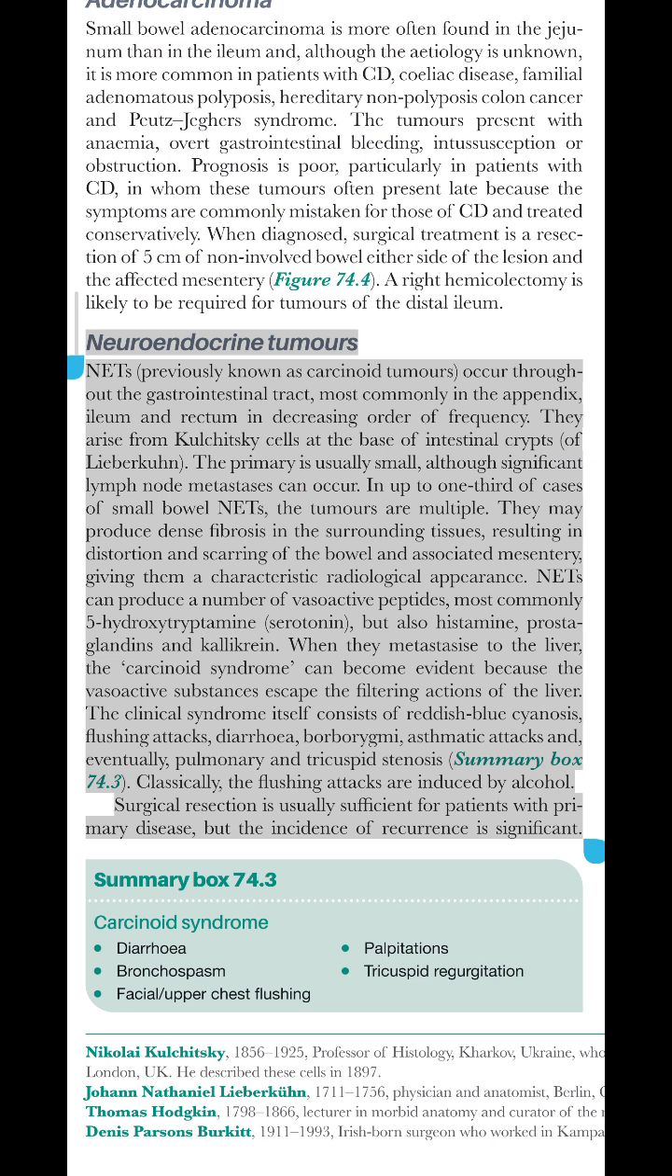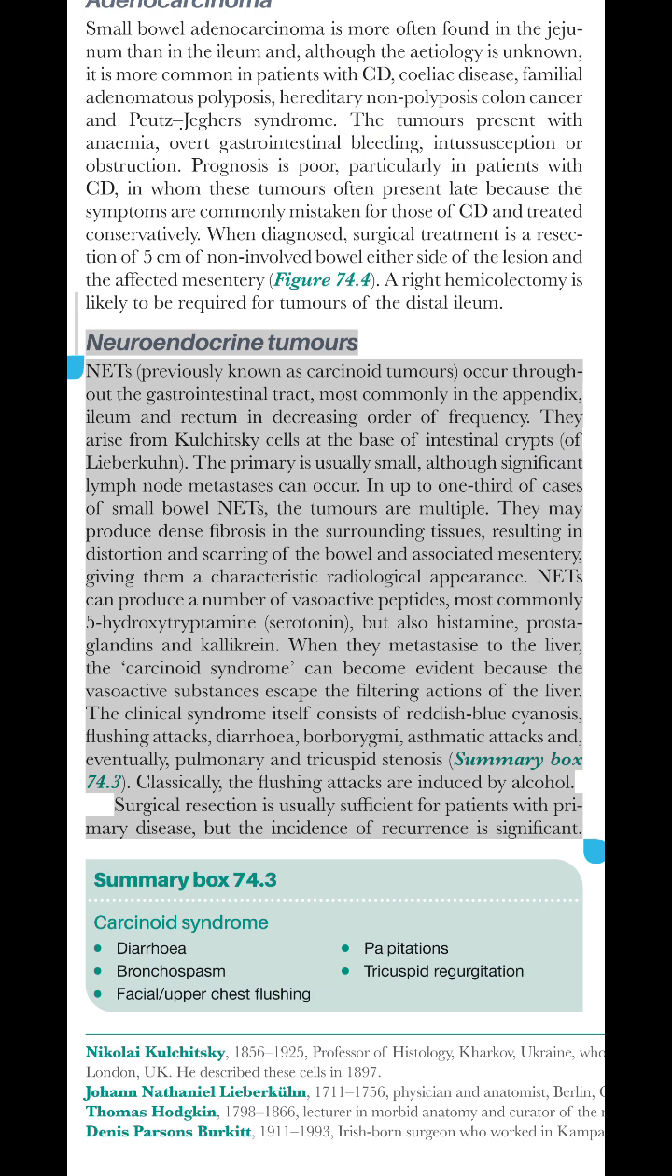They may produce dense fibrosis in the surrounding tissues, resulting in distortion and scarring of the bowel and associated mesentery, giving them a characteristic radiological appearance. NETs can produce a number of vasoactive peptides, most commonly 5-hydroxytryptamine, serotonin, but also histamine, prostaglandins and kallikrein.